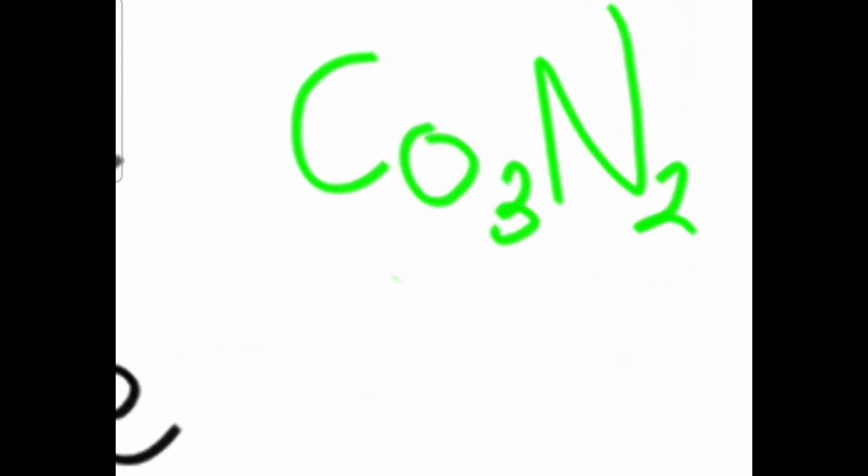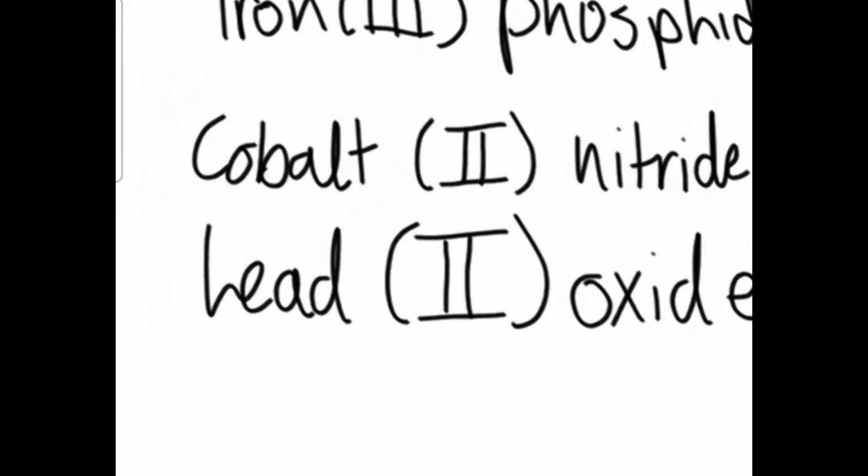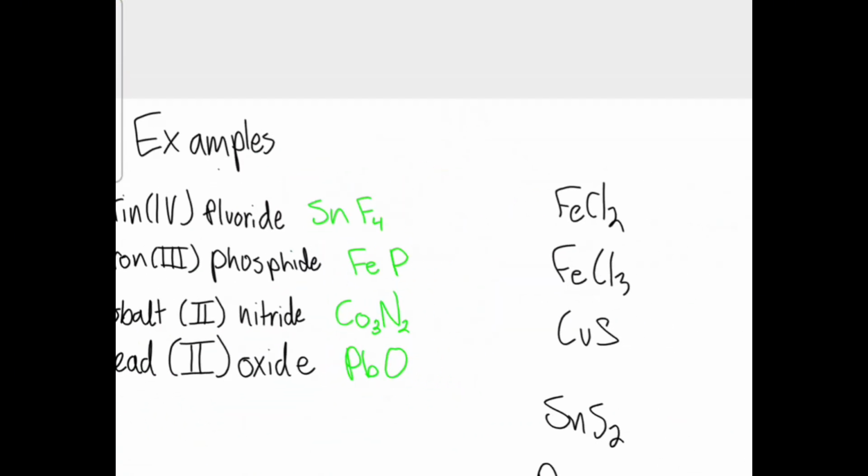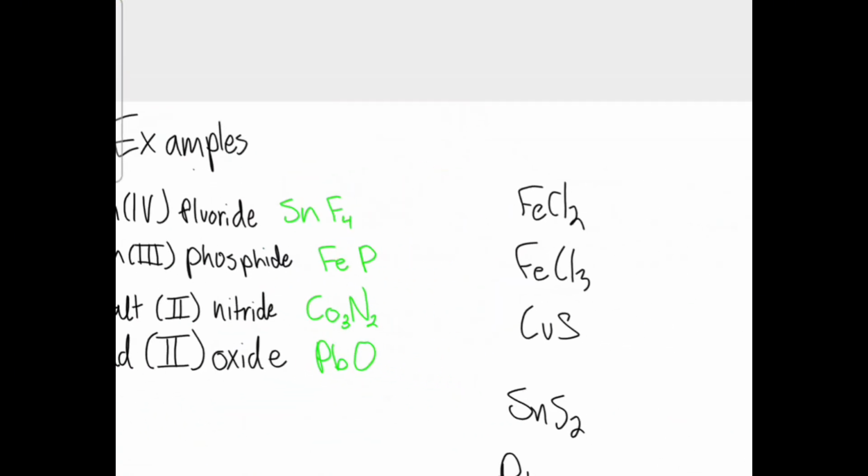Now we have lead, which is Pb. And we have oxide, which is oxygen, which is O. Lead has 2 and oxygen has 2. So that's the balanced equation. Well, I shouldn't call it equation, but it's balanced. Okay, we know Fe as iron.